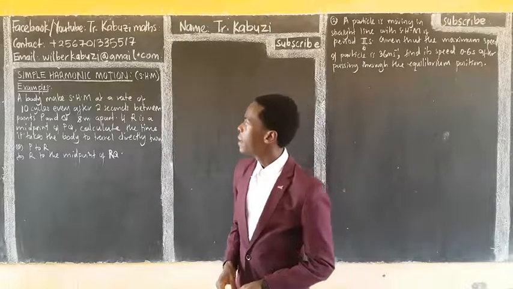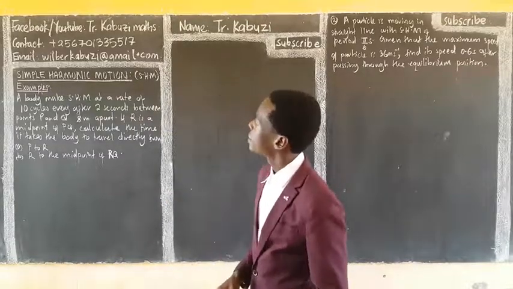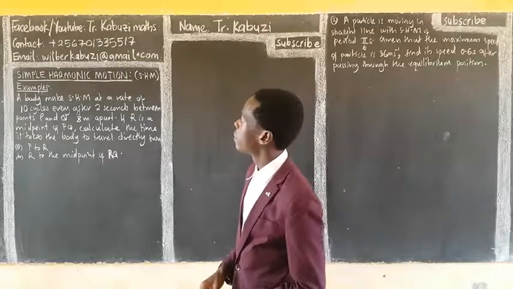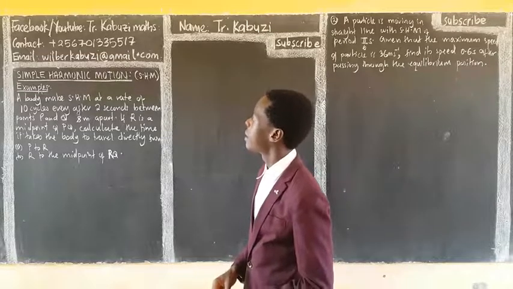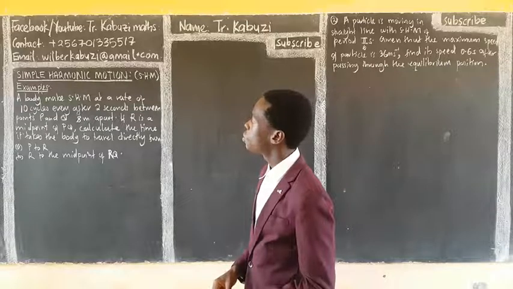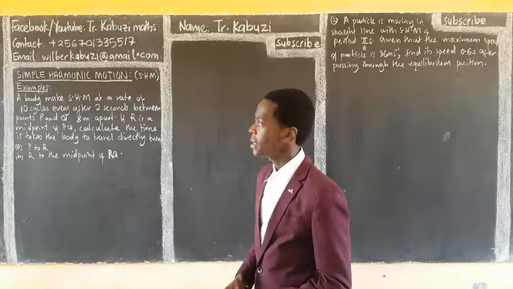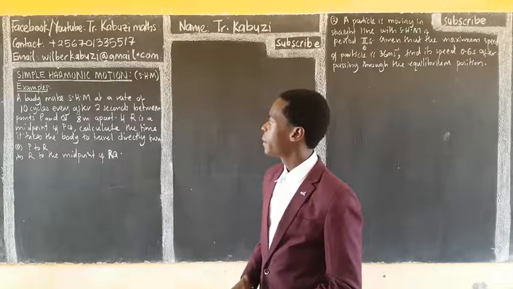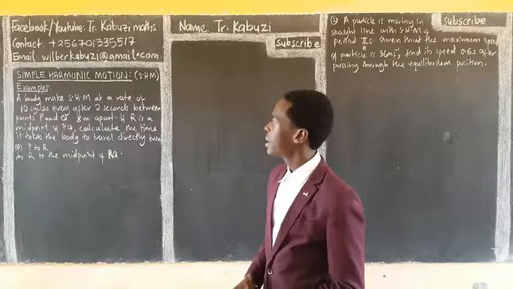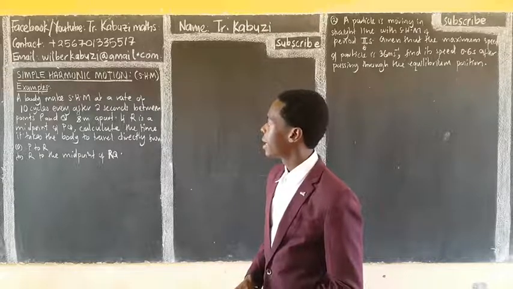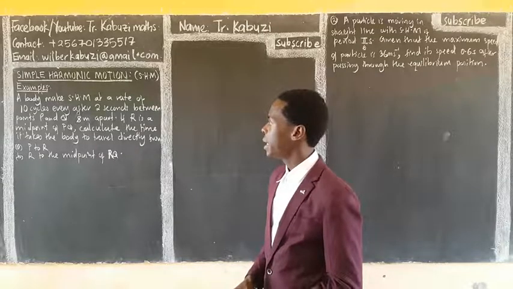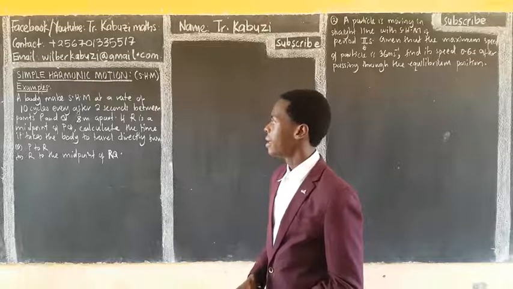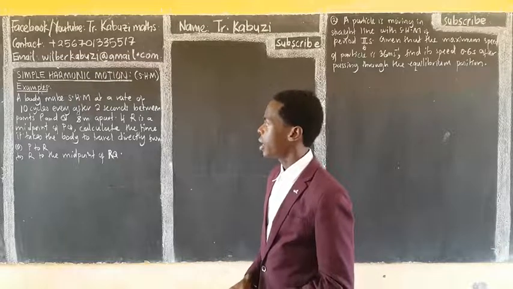A body makes harmonic motion at the rate of 10 cycles every 2 seconds. So what does it imply? It moves between P and Q, 8 meters apart. If R is the midpoint of PQ, find the time it takes the body to travel directly from P to R, then R to the midpoint of RQ.